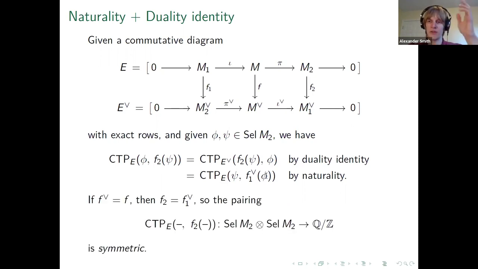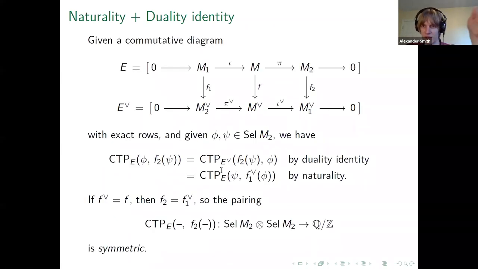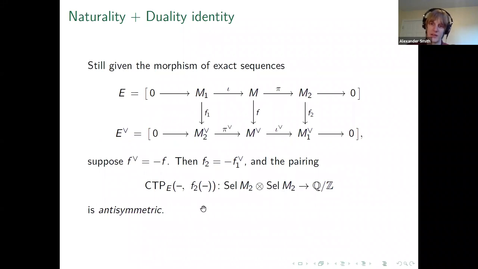And so if F check equals F, this gives us symmetry. This gives us just straight symmetry. So if the central column equals itself dual, the Cassels-Tate pairing is not anti-symmetric, it is symmetric. And this has applications to class groups. But what Evan is now realizing is that it also explains what's happening in the elliptic curve setting. So in that setting, if F check is equal to negative F, then when you put that into this result here, you get that this is anti-symmetric.